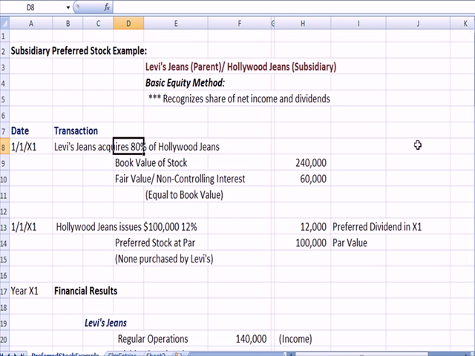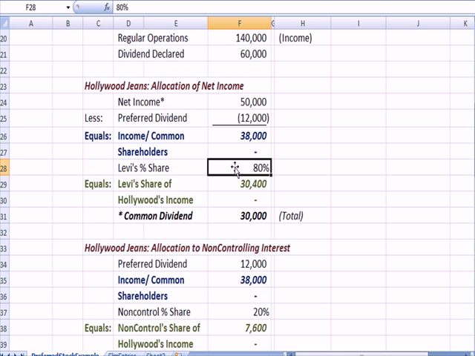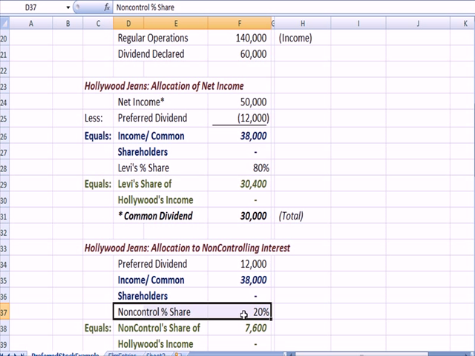Levi's purchased 80% of the company, so they get 80% of what's left for common shareholders, or $30,400. What does the non-controlling interest get? Well, again, there's $38,000 left. The non-controlling interest gets the remaining 20% that Levi's doesn't own. So 20% of $38,000 is $7,600.